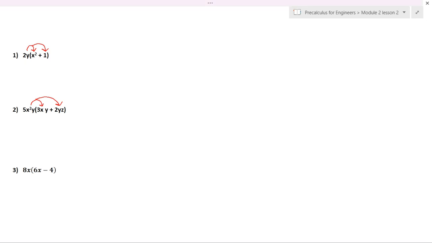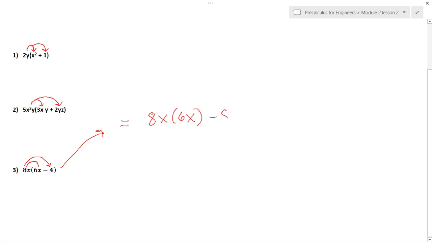8x times 6x plus 4. So this would be equal to the product of 8x and 6x and 8x times negative 4. Distribute mo lang. So we have here 8x times 6x minus 8x times 4. So this would be equal to 6 times 8, 48, x squared, minus 8 times 4, 32. So we have 32x. So this would now be our final answer.